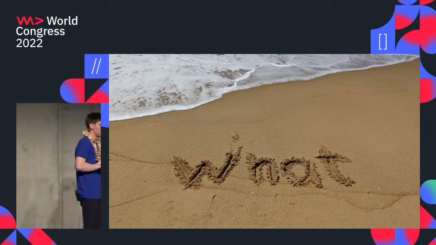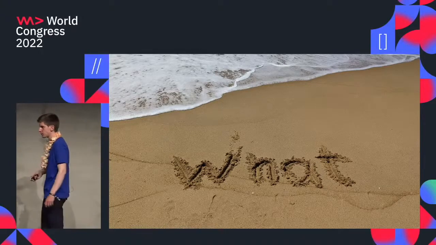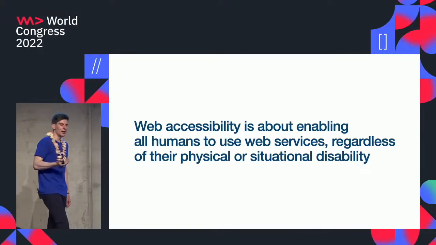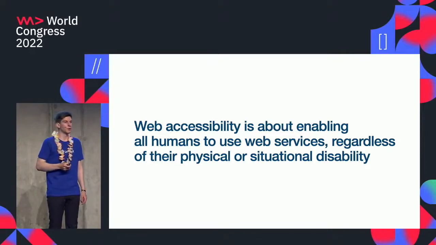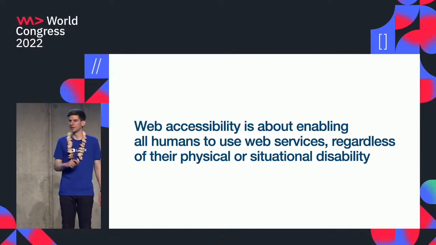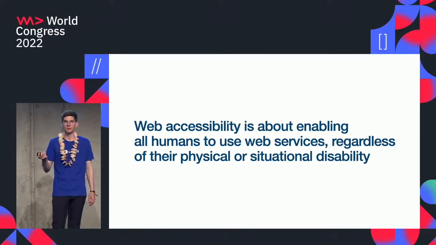So let's start off with the what. What is accessibility? In short, web accessibility is about enabling all humans to use web services regardless of their physical or situational disability. And we'll get into that right away after we talk about the term disability itself.